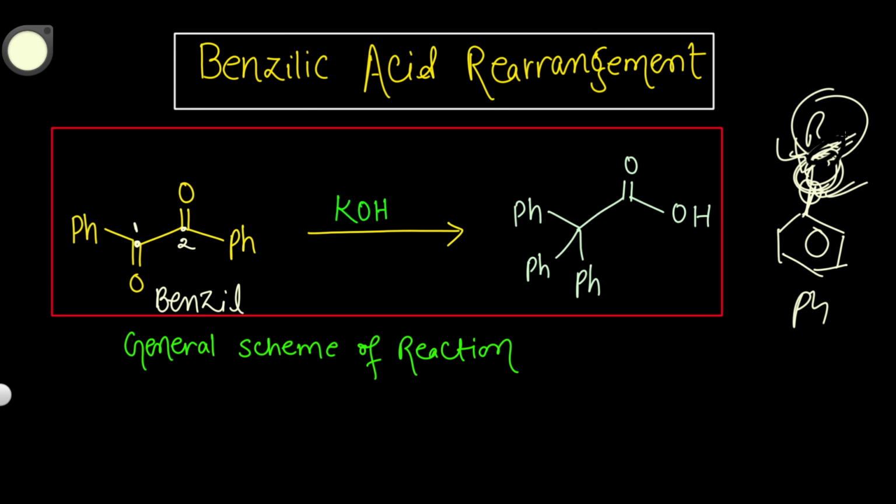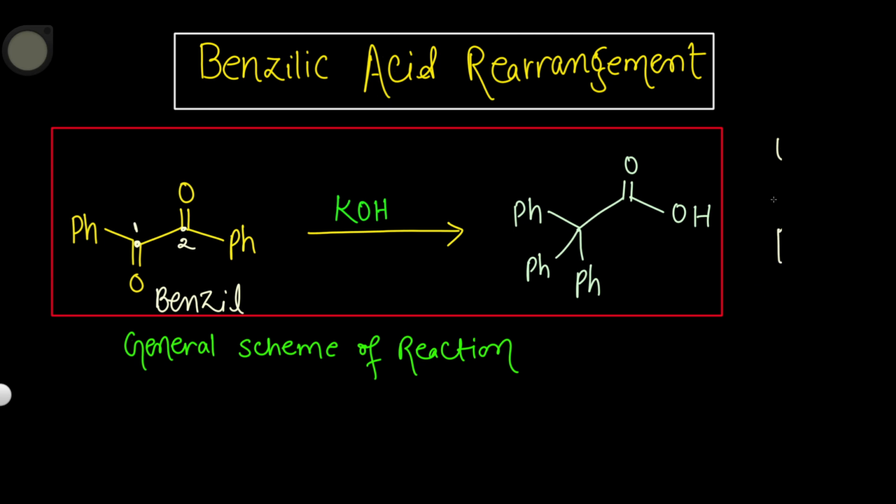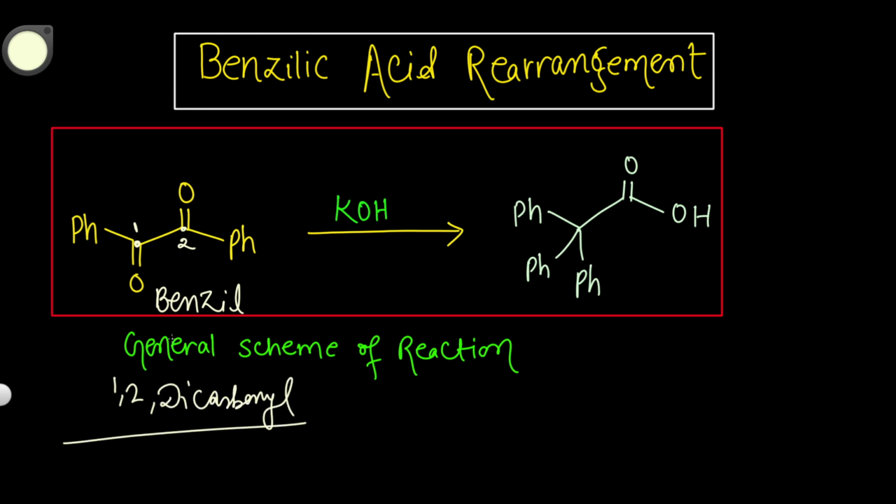Let me clear this. So this is the substrate that we call benzil. Why do we call it benzil? Because it is a 1,2 dicarbonyl. It means that on the 1 position and on the 2 position a carbonyl group, C double bond O, is present, and the Ph is attached to both carbonyls. So this is benzil, and here we have taken the reagent.